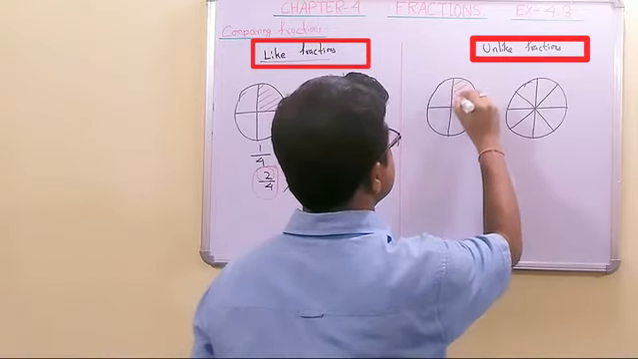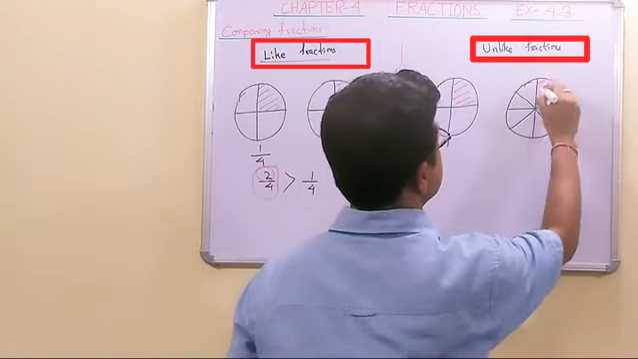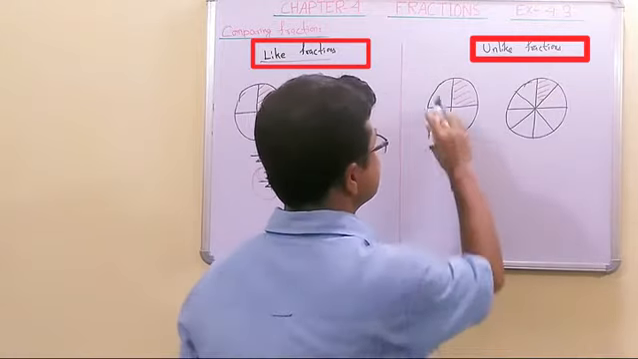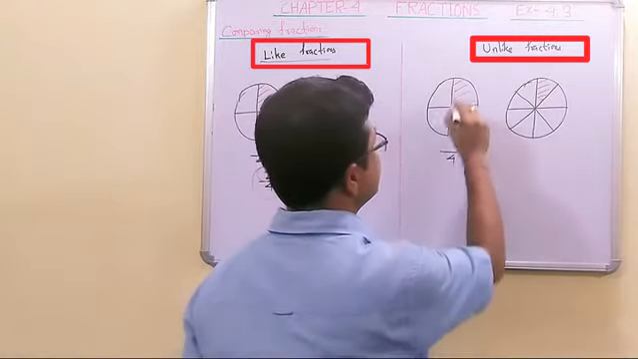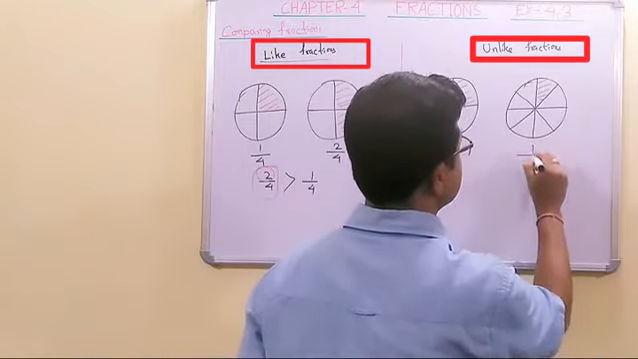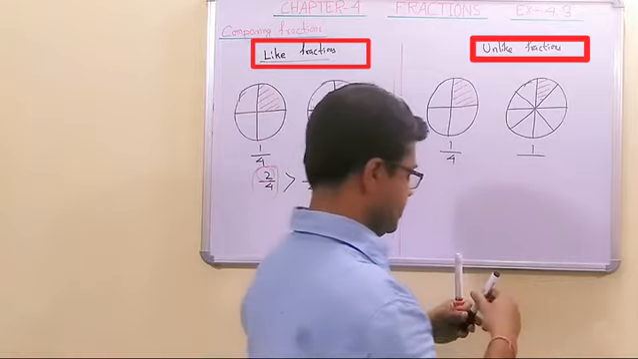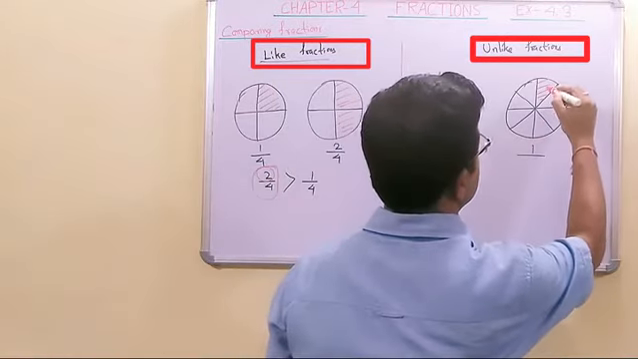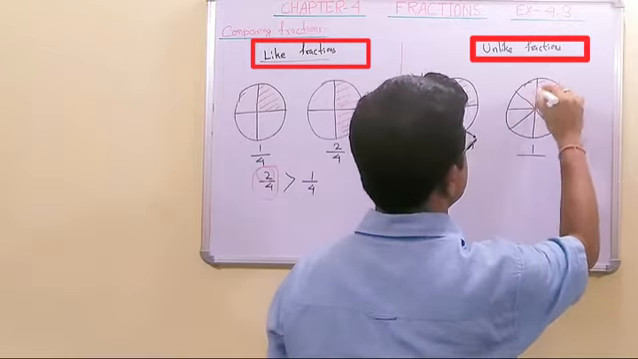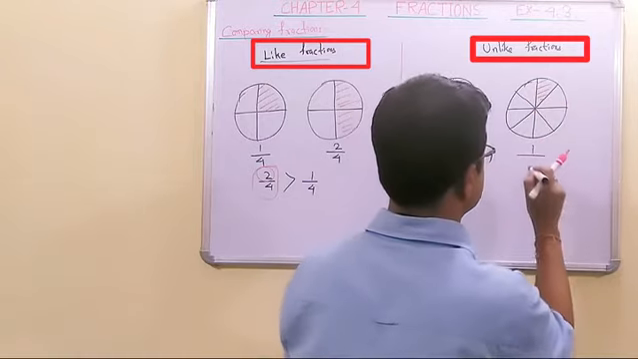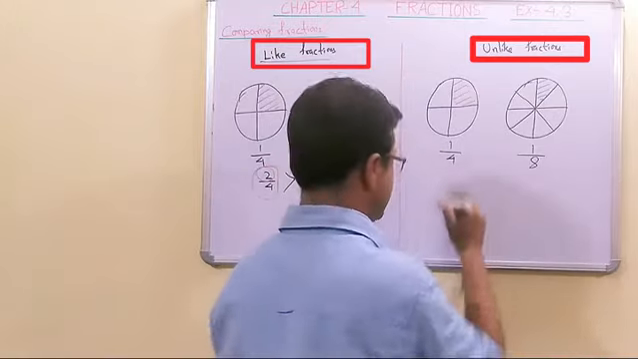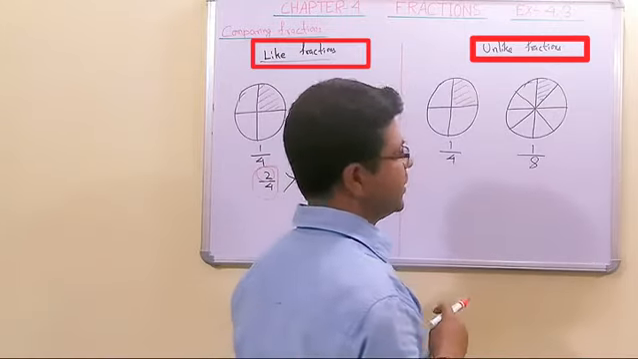Suppose this part is shaded, one part is shaded. Here also one part let us shade to compare. So this is the representation. There are 4 parts. Out of 4 parts, 1 part is shaded. Here 1 part is shaded out of, let us count, it will be clearly understandable: 1, 2, 3, 4, 5, 6, 7, 8. Out of 8, 1 part is shaded. Out of 4, 1 part is shaded.